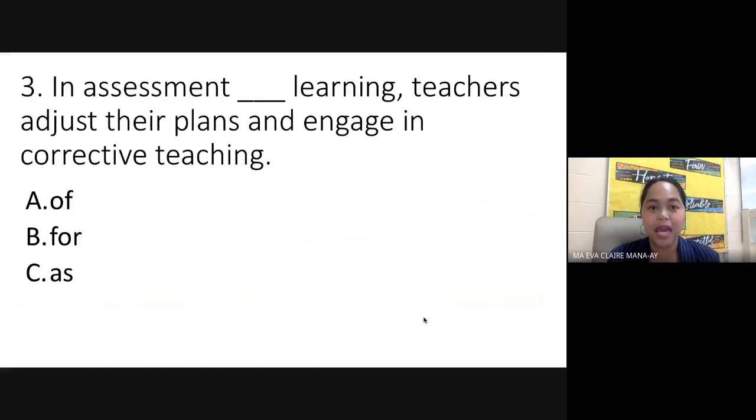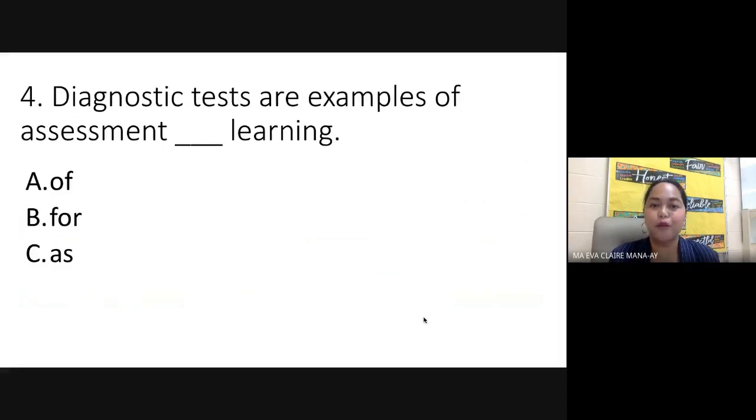Item number 3. In assessment blank learning, teachers adjust their plans and engage in corrective teaching. This is very similar to item number 2, and so we know that this is assessment for learning. Question number 4. Diagnostic tests are examples of assessment blank learning. Diagnostic tests, of course, are used by the teachers to guide their teaching. And so the correct answer here is letter B. It's an assessment for learning.